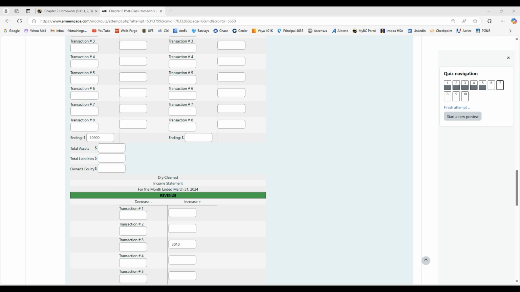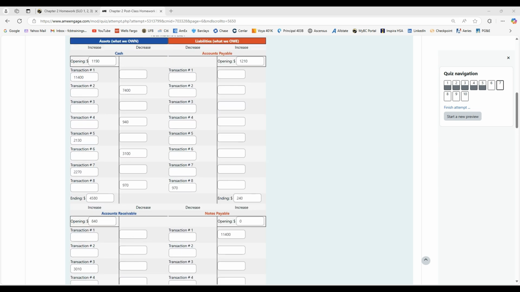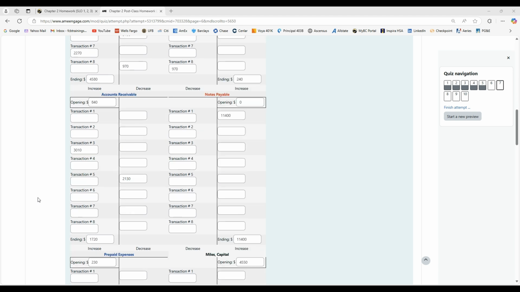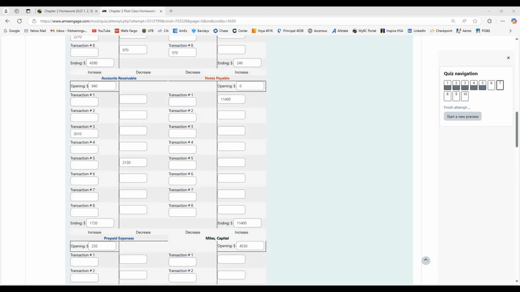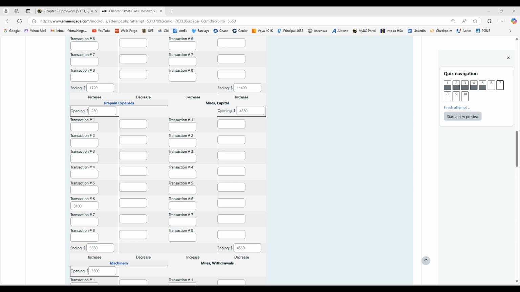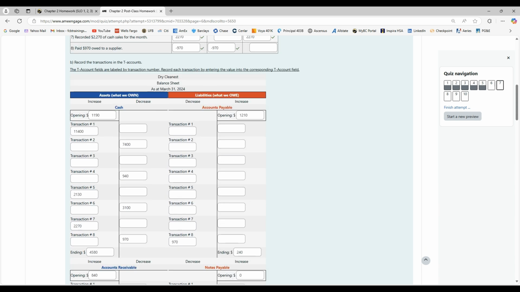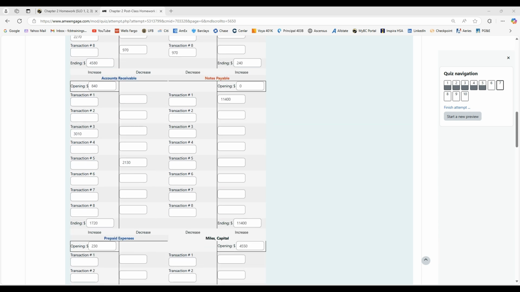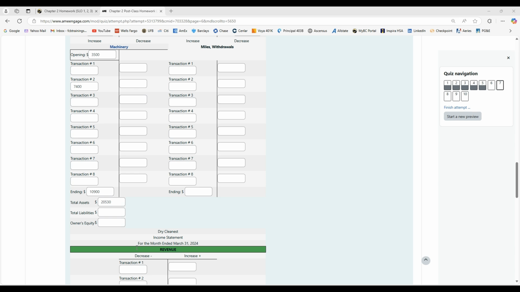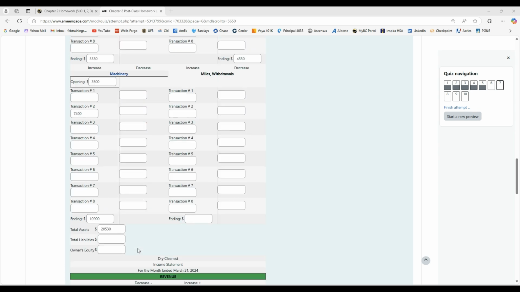All right, now let's finish it off and we'll hit our check figure and see if everything shows up. So 4580, let's add all our assets together here. 1720, 3,330, and 10,900. Gives me 20,530 for total assets. And now let's go to the liabilities. We got 240 and 11,400, which gives us total liabilities of 11,640 by my calculations there.